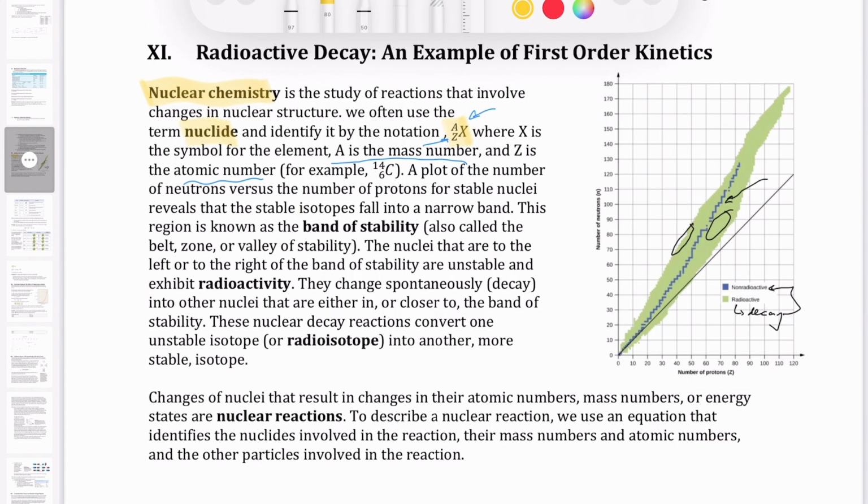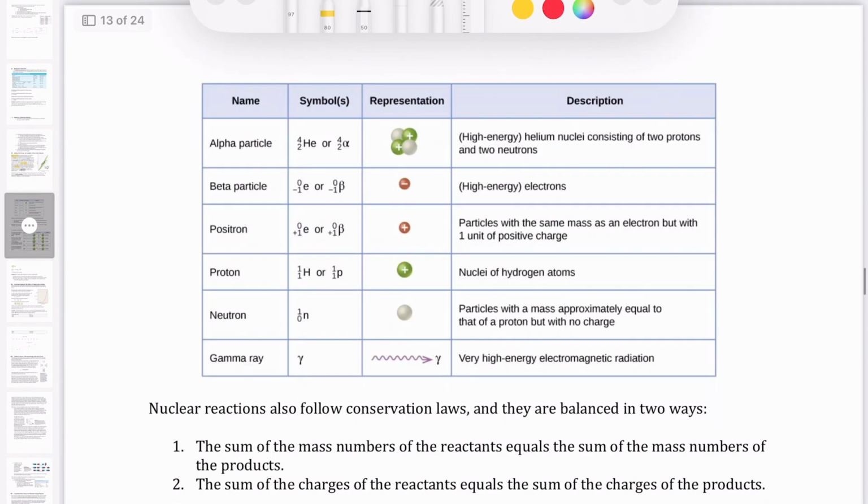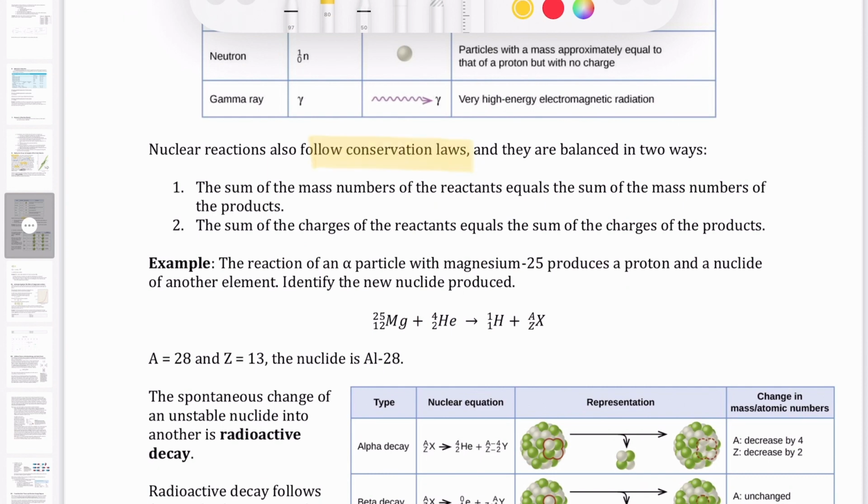So what we call a band of stability, or sometimes called a zone of stability, is just all the nuclei that are stable. And then everything else are the radioactive nuclei, which we call radioisotopes. The change from one of these radioactive nuclei into something that is not radioactive is what we refer to as a nuclear reaction. This is just similar to the idea of a chemical reaction. You're going to need to have a balanced equation following the conservation laws. In this case, we're looking specifically at the mass number and making sure that the masses on the left add up to the same as the total of the mass on the right side.